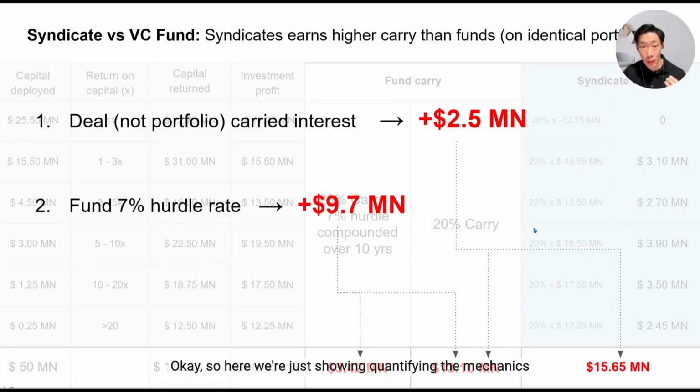Okay, so here we're just quantifying the mechanics of deal level and portfolio level carry on an identical portfolio.